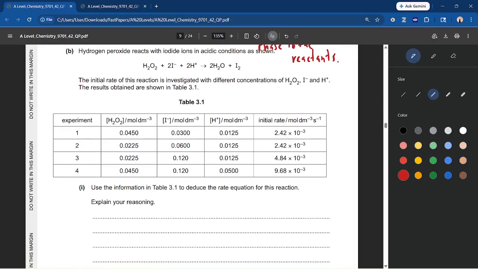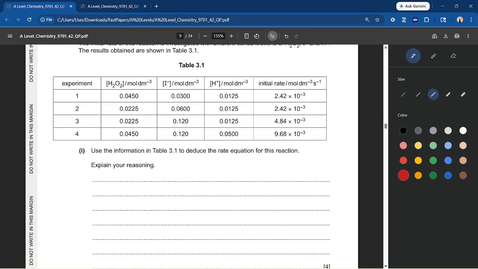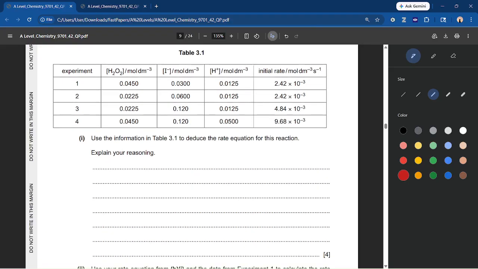So hydrogen peroxide reacts with iodide ions in acidic conditions as shown. The initial rate of this reaction is investigated with different concentrations of hydrogen peroxide, iodide ions, and hydrogen ions. Results obtained are shown in table 3.1. Use the information in table 3.1 to deduce the rate equation for this reaction. So we're going to have to figure out which one will be first order, which one will be zero order, and so forth.